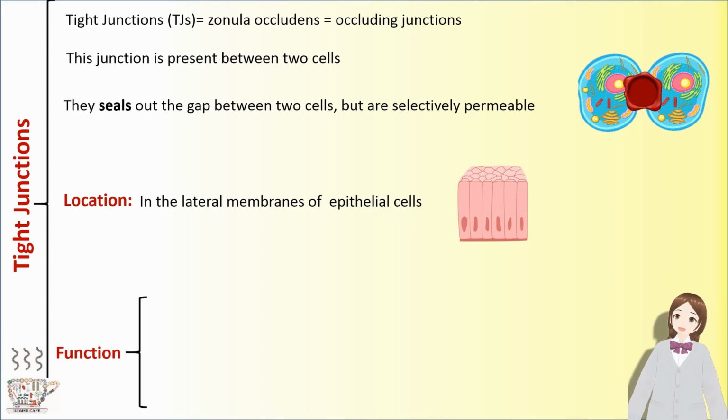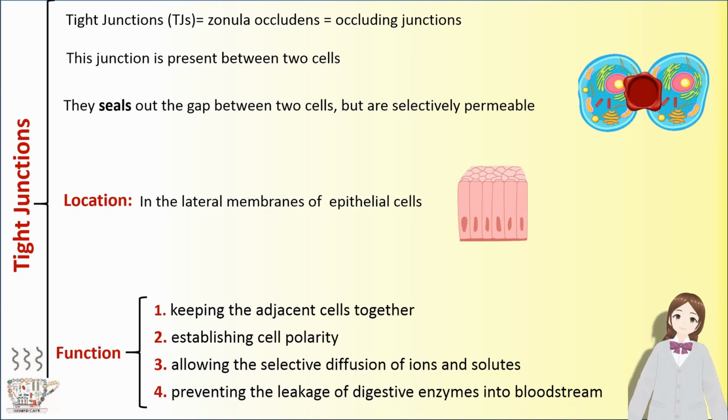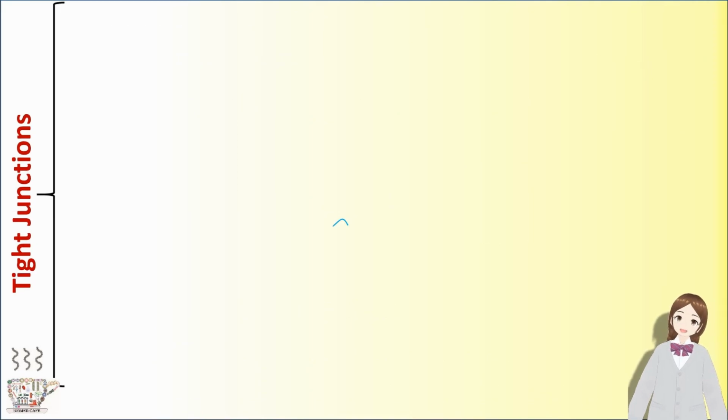They play a role in keeping the adjacent cells together, in establishing cell polarity, in allowing the selective diffusion of ions and solutes, and in preventing the leakage of digestive enzymes into bloodstream. Tight junctions have four parts in their structure.